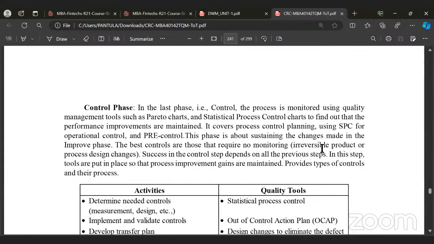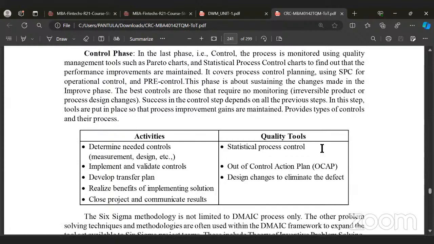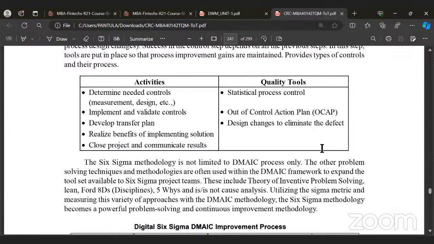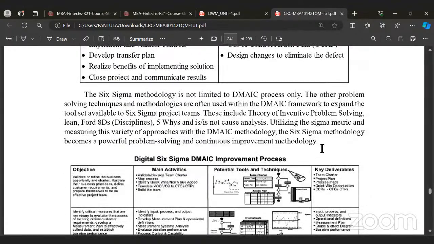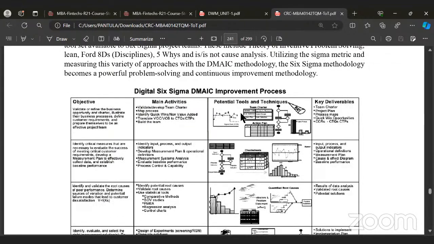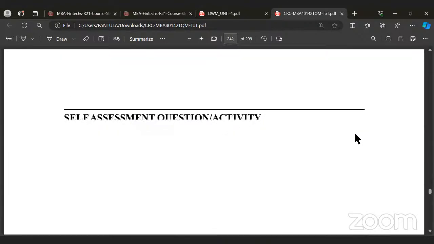So here the activities are to determine what needs to be controlled, that is measurement, design. So statistical process control, implement and validate control, out-of-control action plan, develop transfer plan, design changes to eliminate defects, close the project and communicate results. These are the things. Design for Six Sigma, DMAIC, implement. Now here: objectives, main activities, potential tools and techniques, and key deliverables. You can see each and everything.